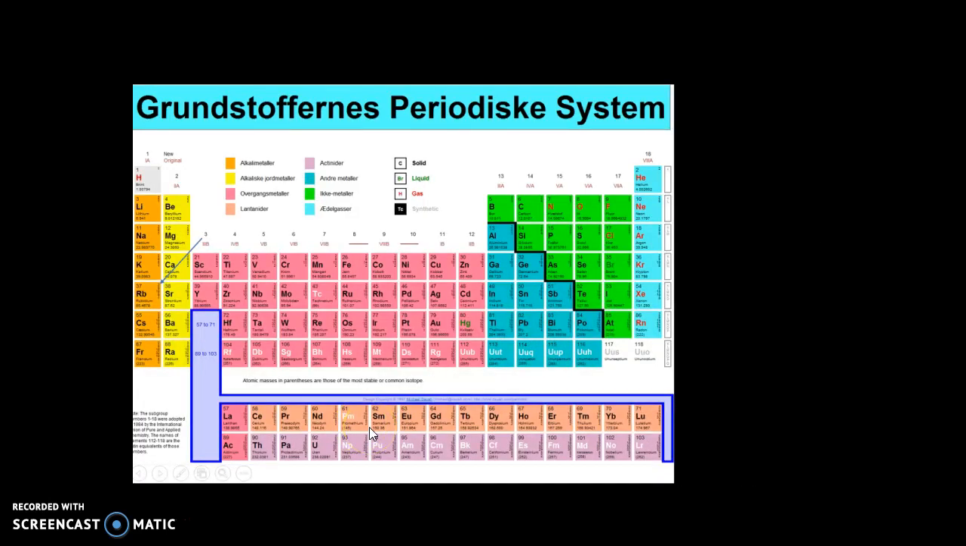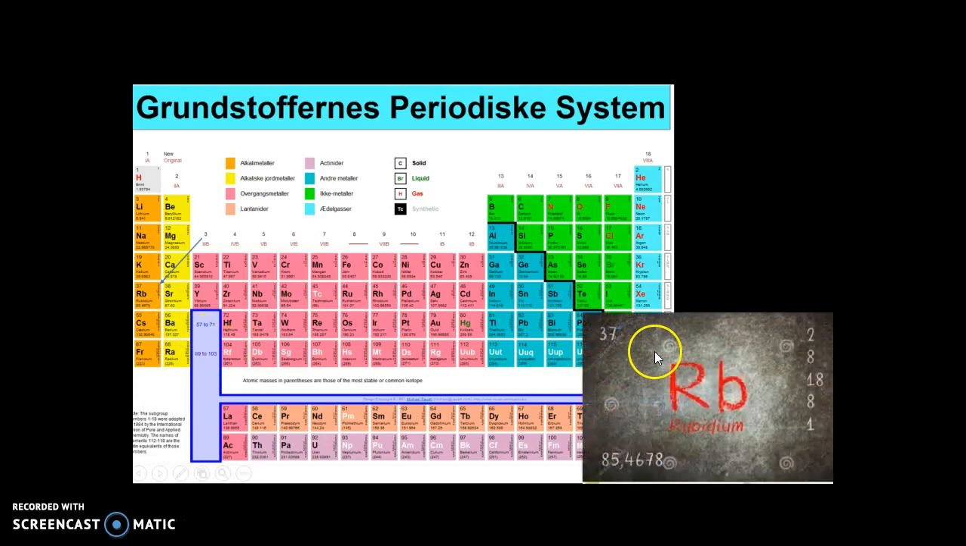Rubidium is in the first group, which is the alkali metals, and it's in period 5, which means it has 5 shells. Rubidium is number 37 on the periodic table. That means it has 37 protons. If it had 36 protons, it would be krypton, and if it had 38 protons, it would be strontium. So when it has 37 protons, it is rubidium, and that is the element we are talking about today.